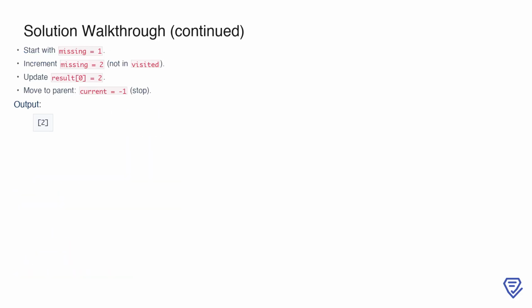Using depth-first search, we visit node 0 and add its genetic value, 1, to the visited set. Since node 0 has no children, we move to finding the smallest missing genetic value. Starting with missing equal to 1, we increment it until we find a value not present in the visited set. Here, the smallest missing value is 2, so we update result[0] to 2. Since node 0 is the root and has no parent, the propagation stops here. The final result array for this example is [2].